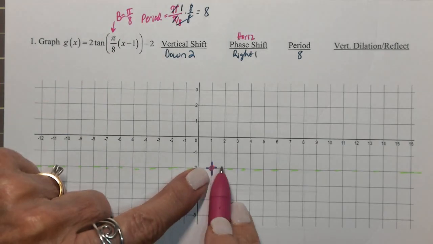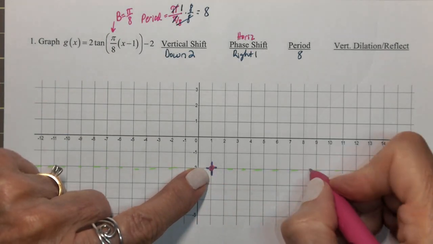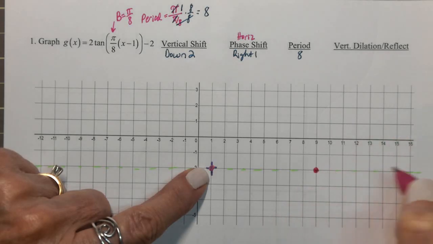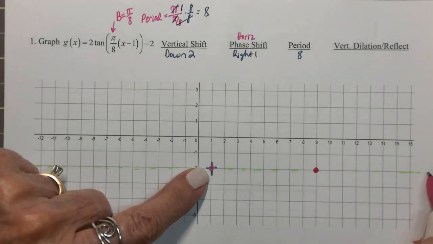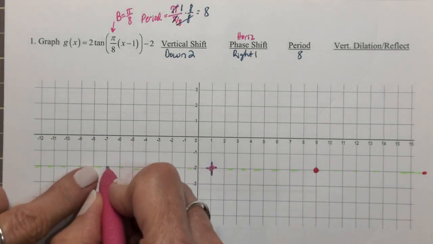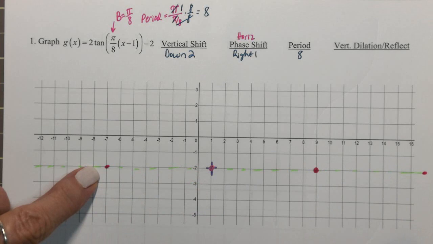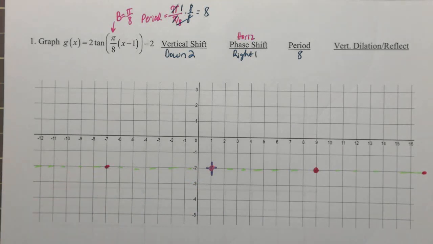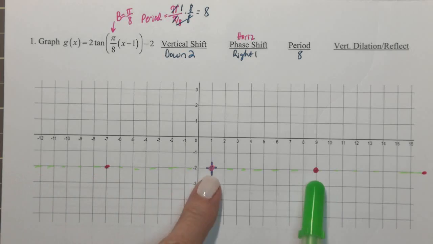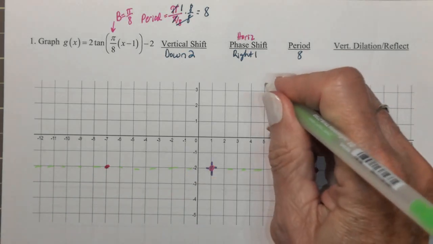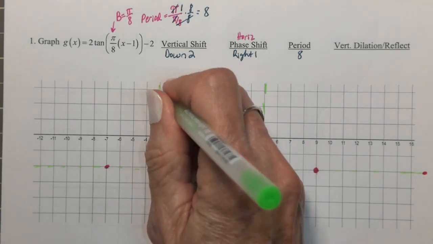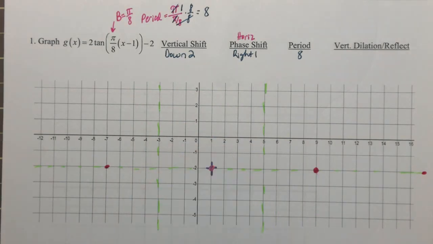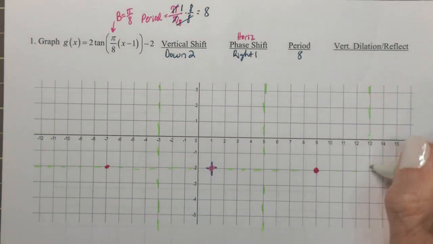So after 8 units, I will be back in the middle. Every 8 units, I am back in the middle, right? Okay. Halfway between those, for tangent, I have a vertical asymptote. Yeah? Halfway between those, I have vertical asymptotes for tangent.